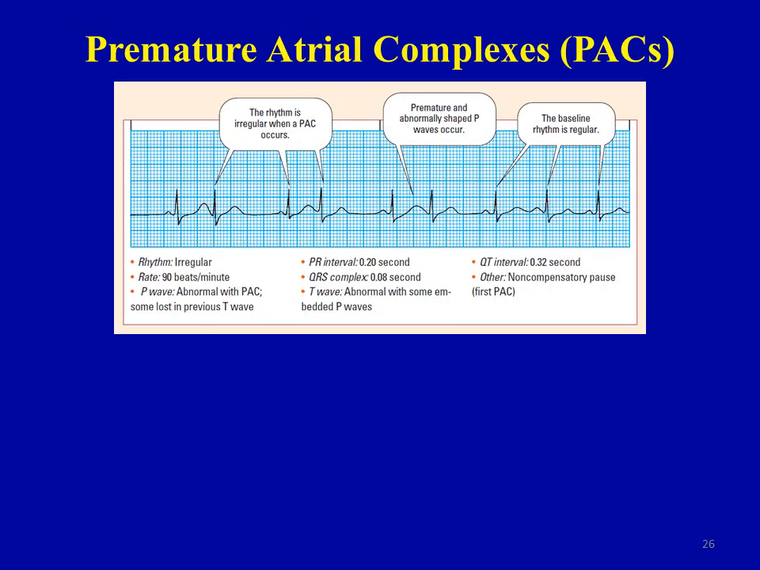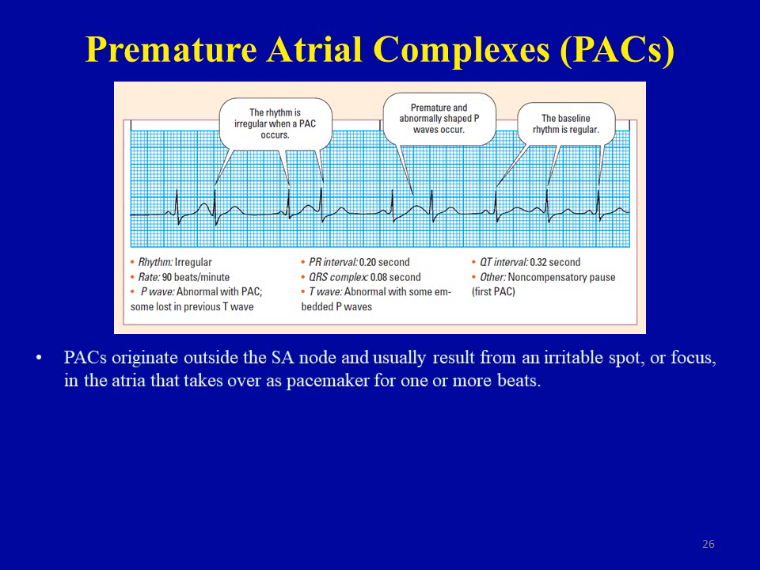Let's start with the premature atrial complexes. Here you can see that we have premature complexes that originate outside the SA node and usually result from an irritable spot or focus in the atria that takes over as a pacemaker for 1 or more beats. So that ectopic focus in the atrial wall will generate 1 or 2 beats.